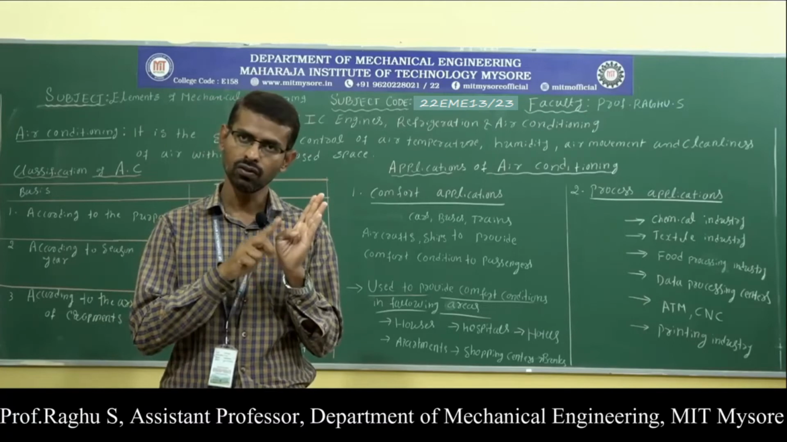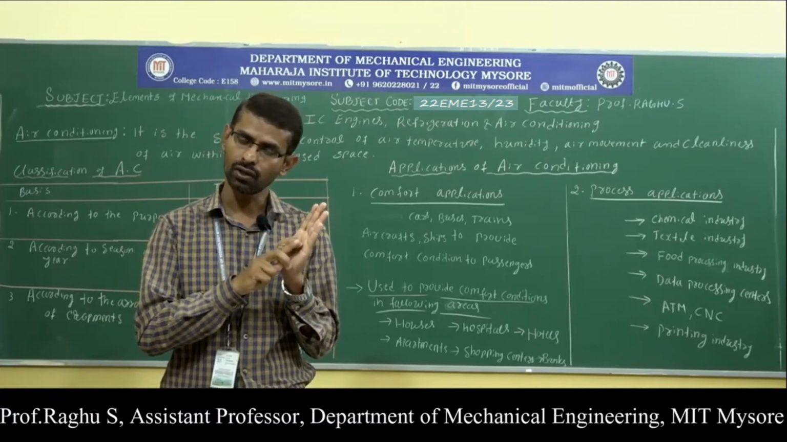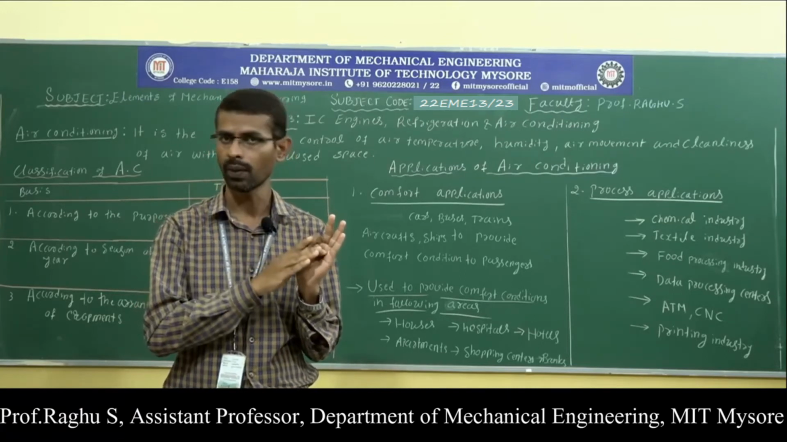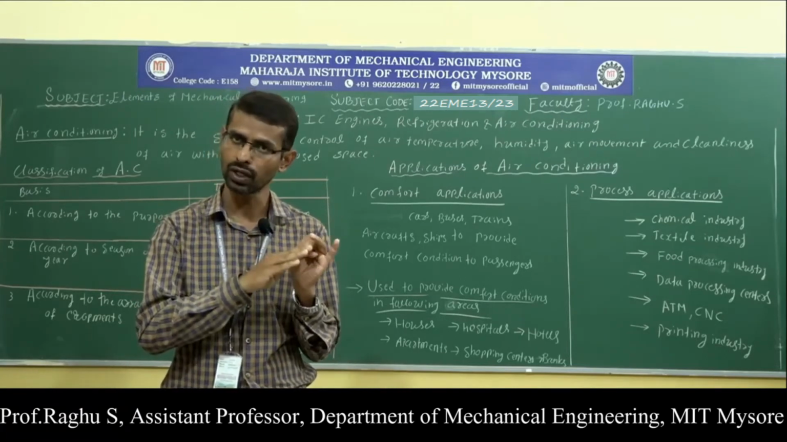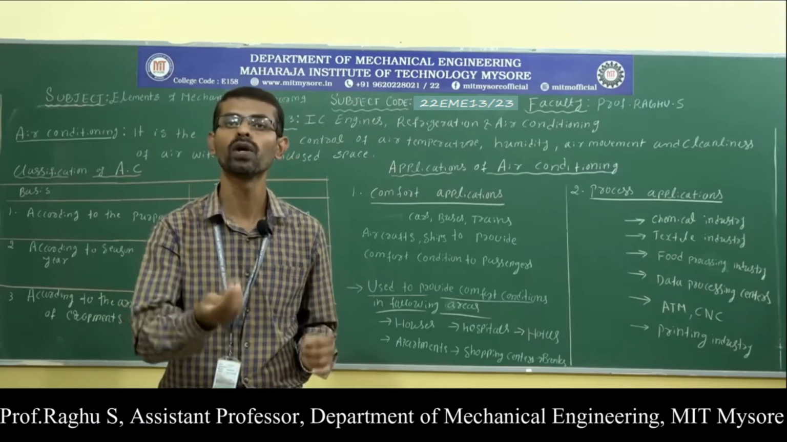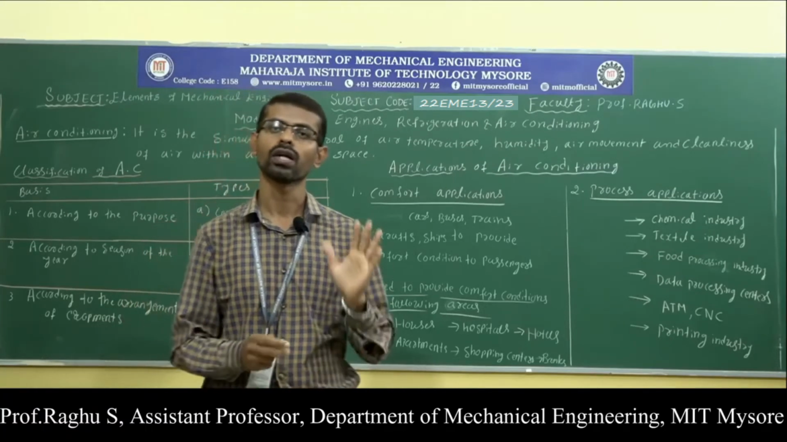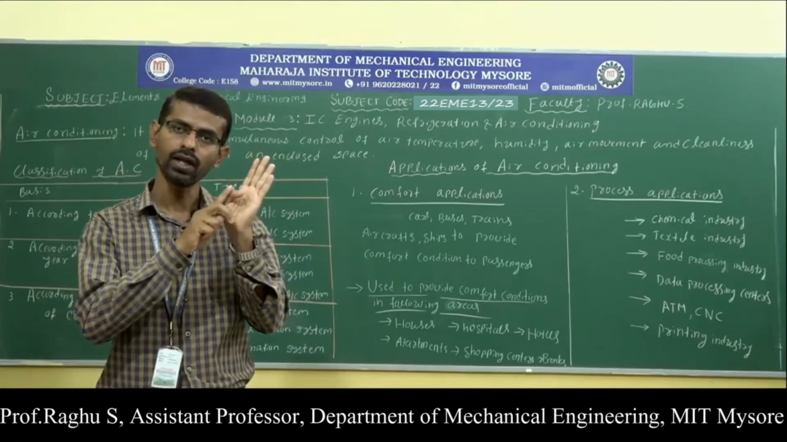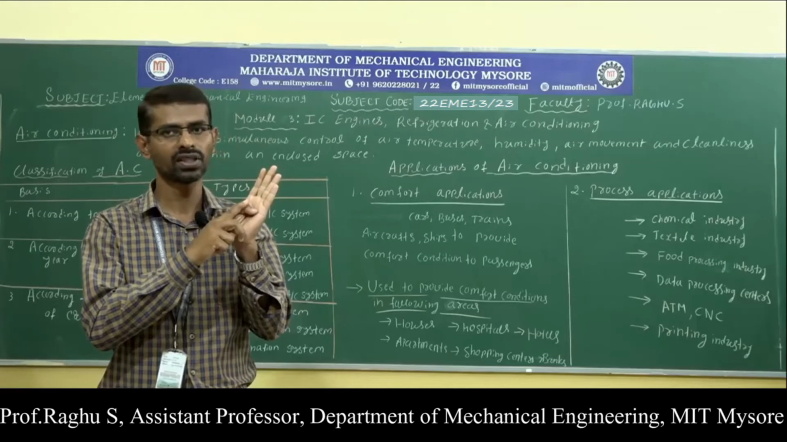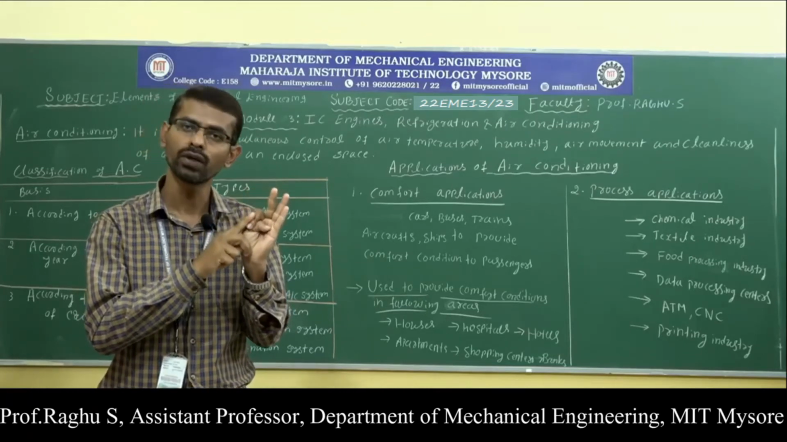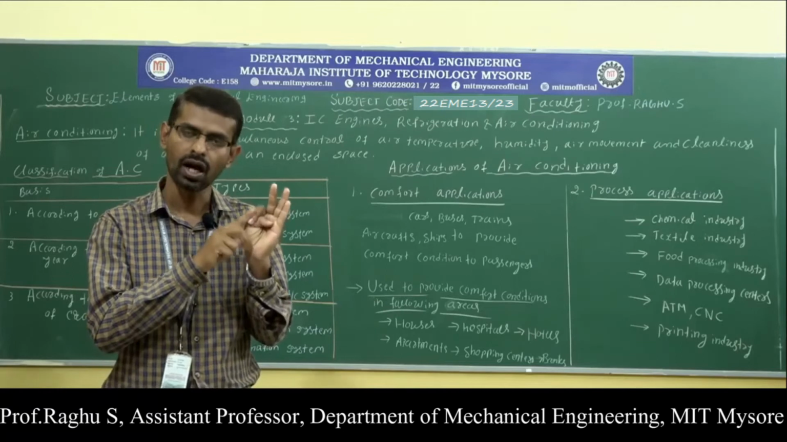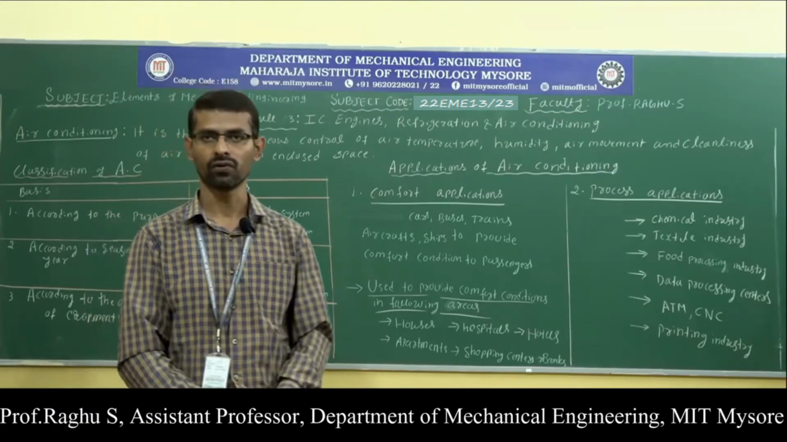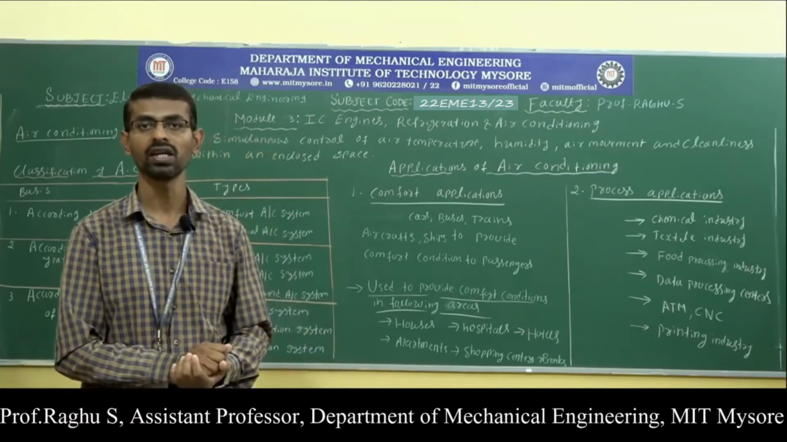So in summer, we reduce the temperature of air and dehumidify it. Dehumidification means we remove the water particles. In winter, we increase the temperature of air and humidify it. Therefore air conditioning involves mainly four processes. The first is increasing or decreasing the temperature as per our requirement. Second, humidification or dehumidification. Third, controlling the air movement. And last, air filtering, where we remove dust particles present in the air.